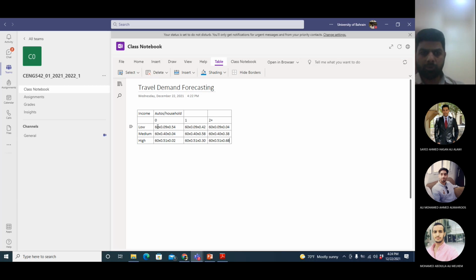Okay, 60 is the total number of households, and the second number is the percentage of households in that area belonging to each income category, coming from the census data. The last number is what is coming from the previous sample: the percentage of households with that income category and that number of cars. So you can calculate these numbers.